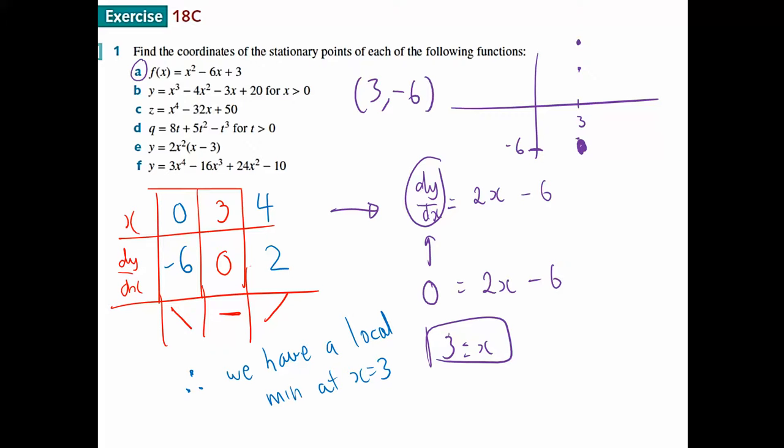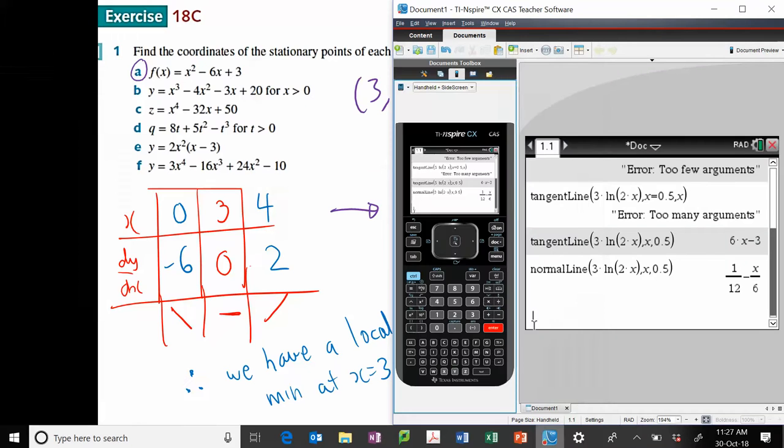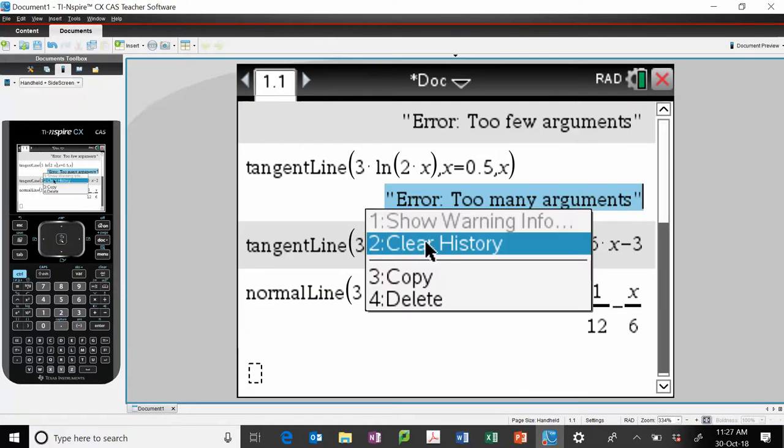All right. Now, I'm going to hand out this sheet. I'm going to show you how to use a CAS. If you have a CAS, I'll show you how to use the tangent line function and how to do the normal function and how to do this question exactly the same way on a CAS. Here we go. Let's get your CAS out.